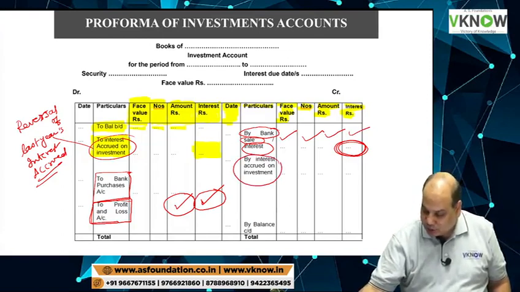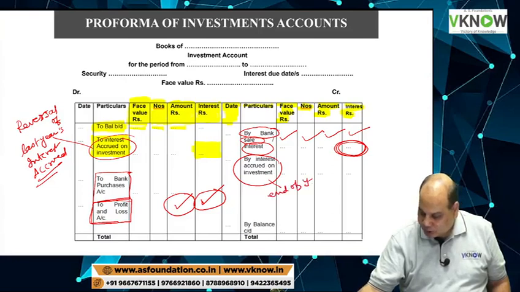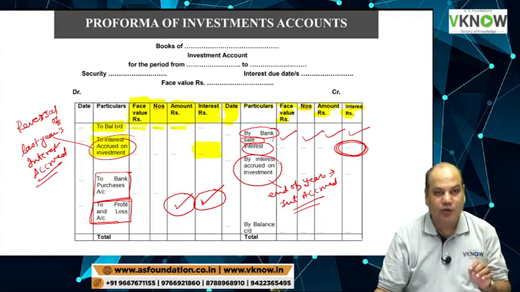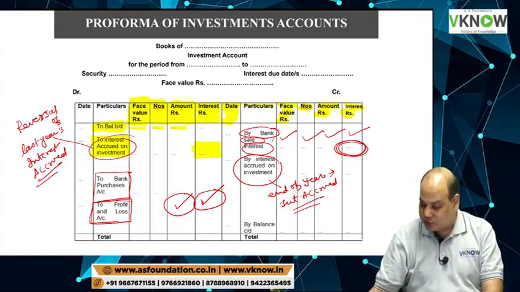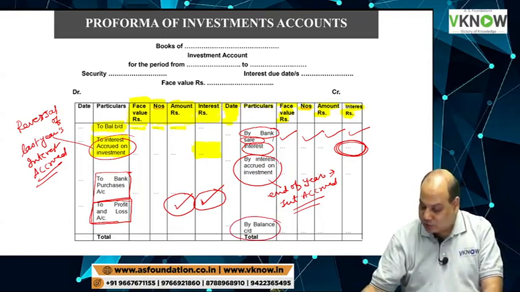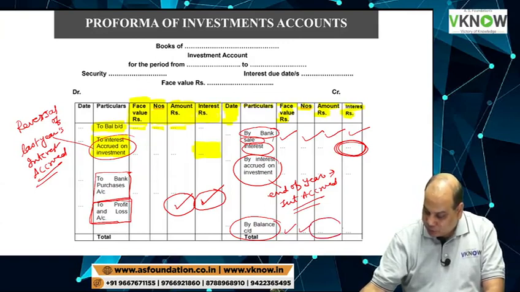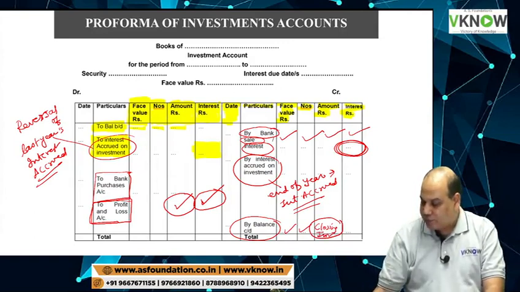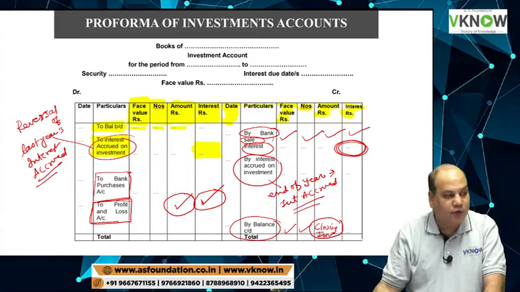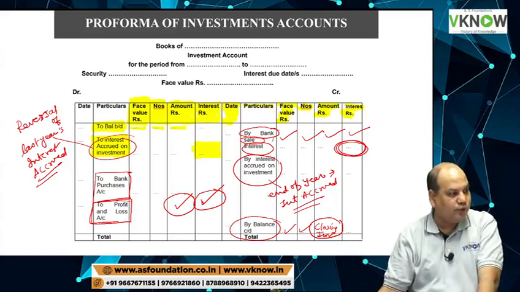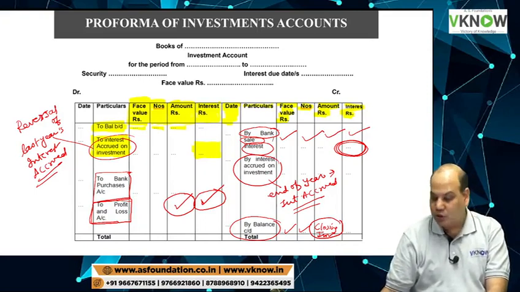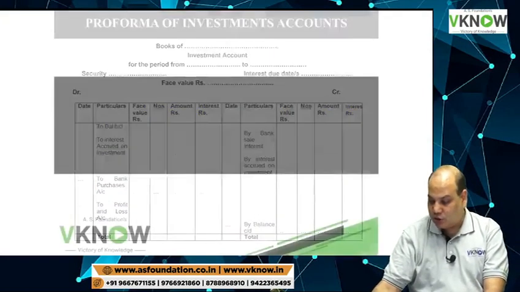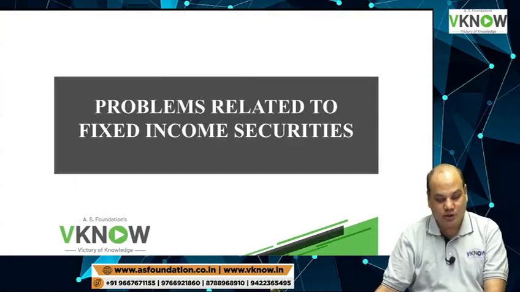At the end of the year, you will pass an entry for interest accrued, if there is a difference between year ending date and interest due dates. And at the end you will write by balance carried down, face value, number. You have to calculate the value of your closing investment here and complete the answer. So this is the format of investment account that we are going to follow. And now from next minute onward, question answers will begin.